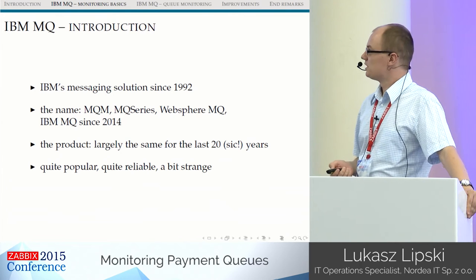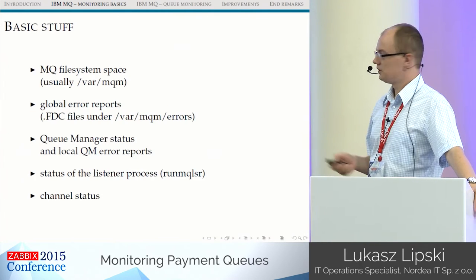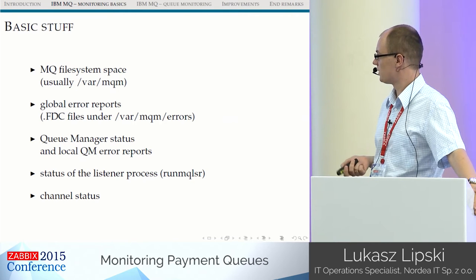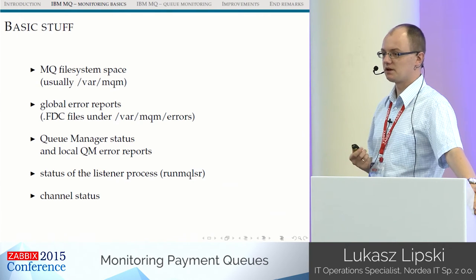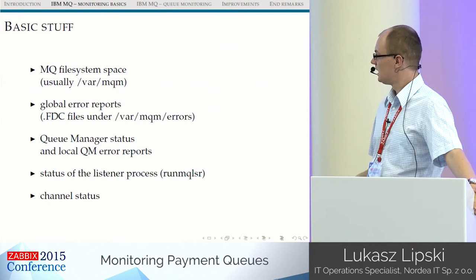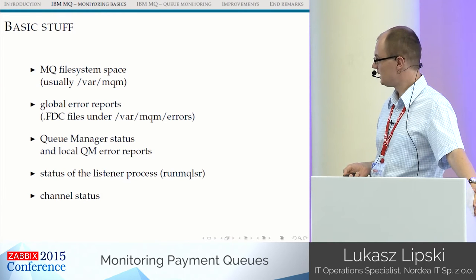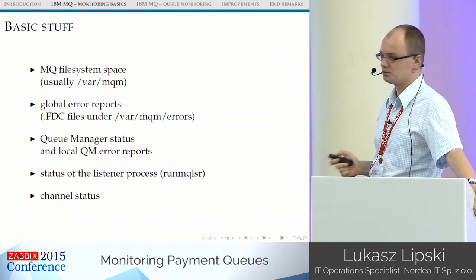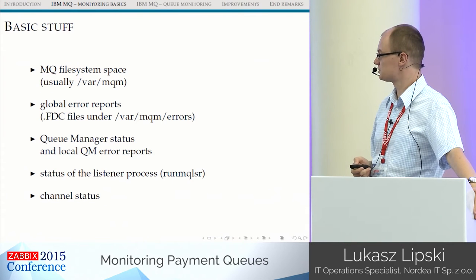Let's say you have an IBM MQ system in your company and you want to introduce monitoring as quickly as possible. Here's the basic checklist. You should be looking at the MQ file system space, obviously. It's usually /var/mqm. You should be looking at the global error reports. And it's quite convenient because every time something happens, IBM lets you know by dumping the data into a separate file. So you should be looking for new .FDC files under the default directory /var/mqm/errors. You should be also looking at the queue manager status and the local QM error reports, which are the same FDC error files, but under a separate directory localized to your queue manager.